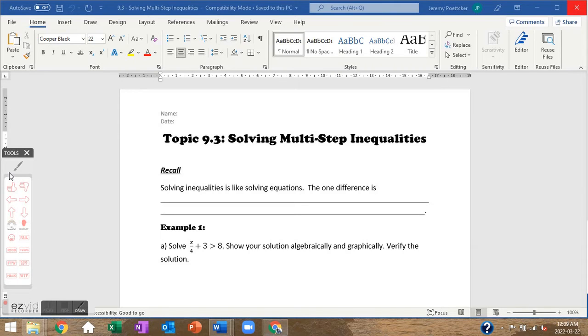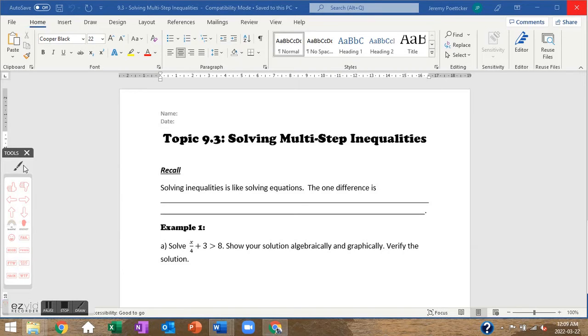Alright, we're going to take a quick look at solving multi-step inequalities. So we looked last week, a little bit last week, and the week before as well, at solving single-step inequalities, much like solving equations. And the same thing here. Solving inequalities is like solving equations.